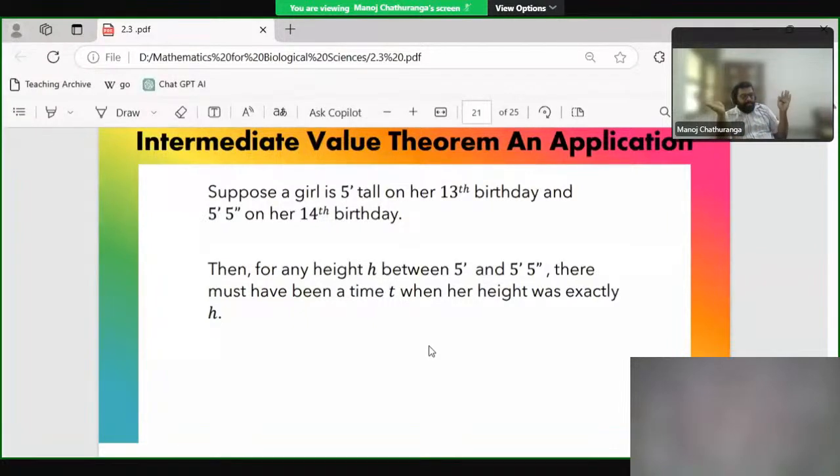But other than that, we cannot say anything like that. If her birth height is, let's say, 1.5 feet or something like that, then she must have assumed all the values between 1.5 and 5.5 from her birth to 14th birthday. That much we can say, but outside of that range is not our concern. We cannot say anything.